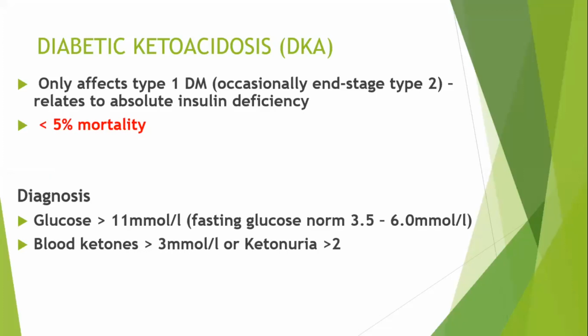This is, you diagnose it as glucose being over 11 millimoles per liter, much lower than the 30 millimoles per liter for HONC, and you have blood ketones, which will be greater than 3 millimoles per liter as well, or ketonuria, either one can be used. And yes, so as you can see, ketones are the key factor within diabetic ketoacidosis, which will explain some of the different symptoms that you will see with these patients as well.